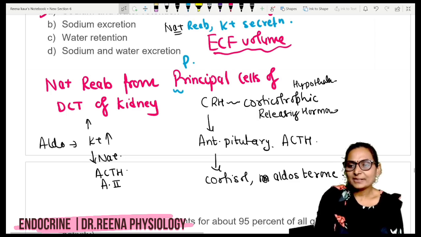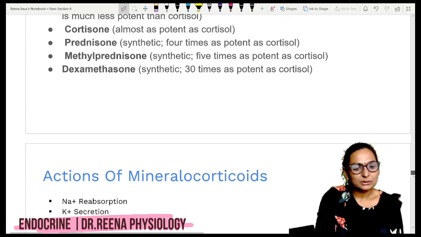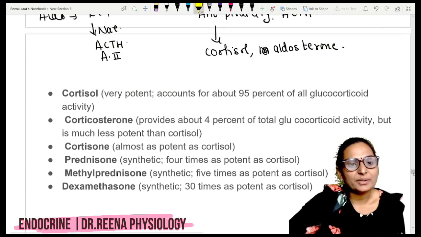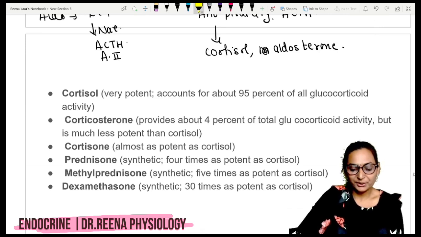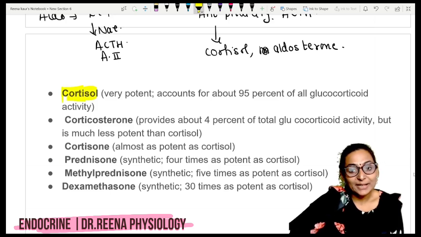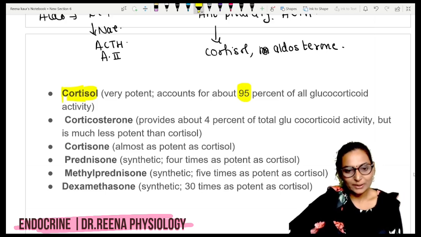Now, this was an MCQ to you. इसमें आपको ना कैसा पूछा था मैं दिखाती हूँ. Yes, आपको पूछा था कि सबसे पोटेंट ग्लूकोकॉर्टिकॉइड कौन सा है. So remember, cortisol is the most potent glucocorticoid, having 95% of the glucocorticoid activity.